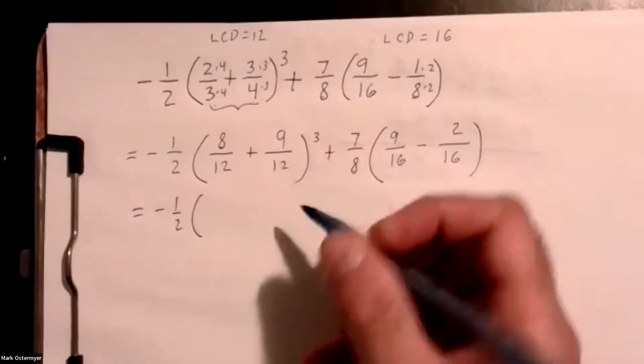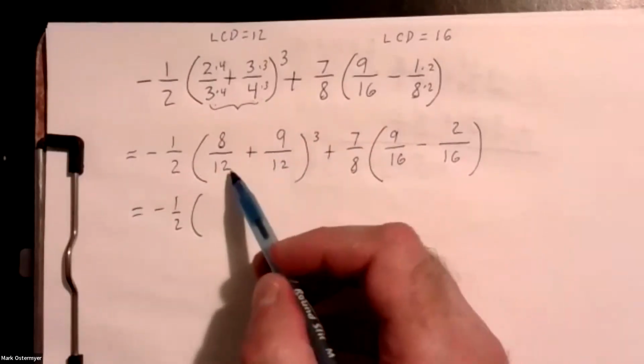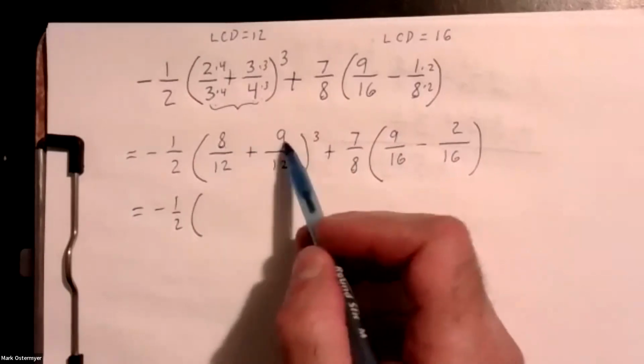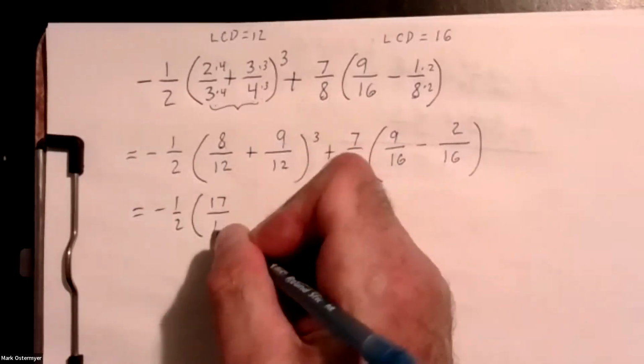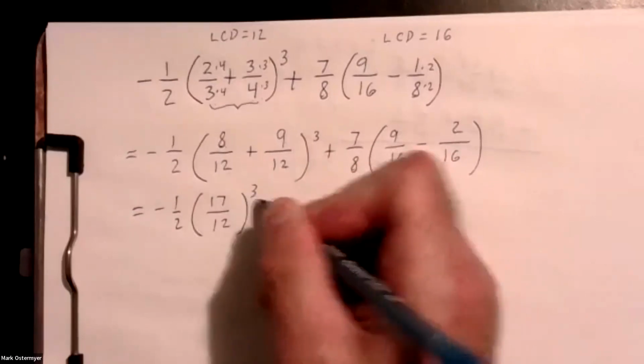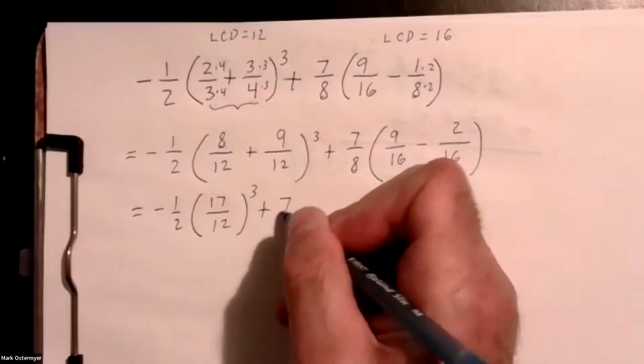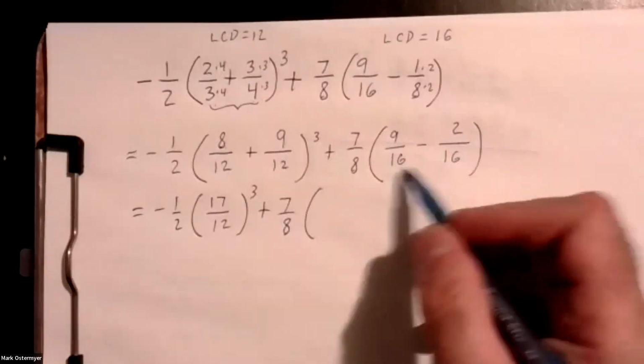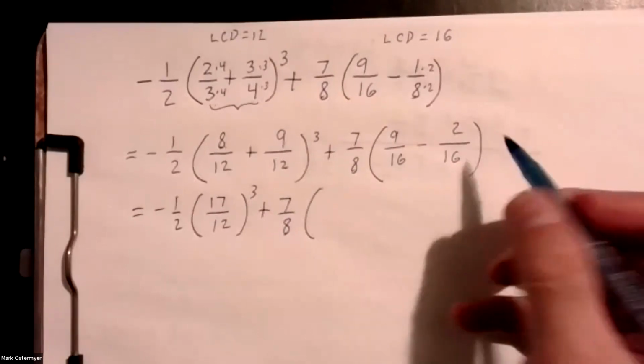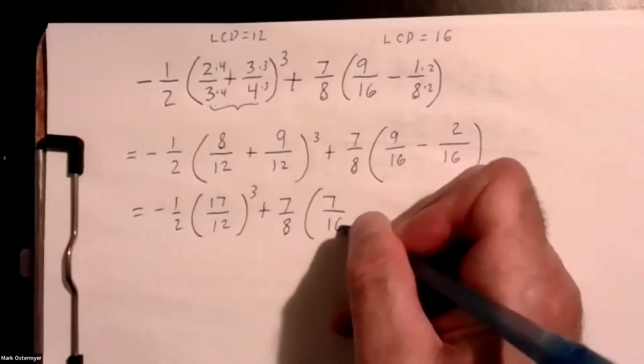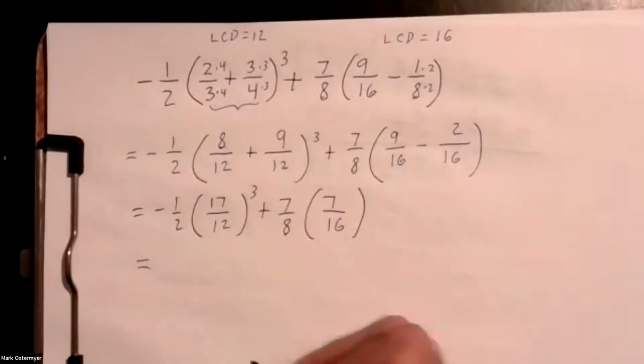Still inside the parentheses. What's 8/12 plus 9/12? 8 plus 9 is 17, so this is 17/12. Still inside the parentheses. What's 9/16 minus 2/16? 7/16. We're done inside the parentheses.